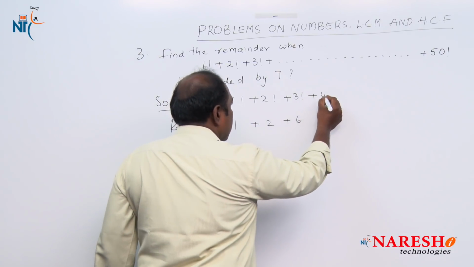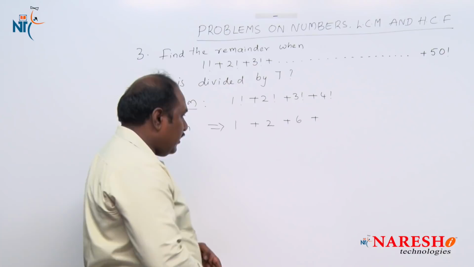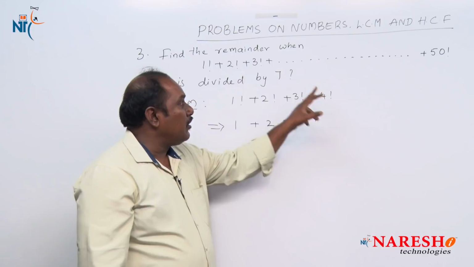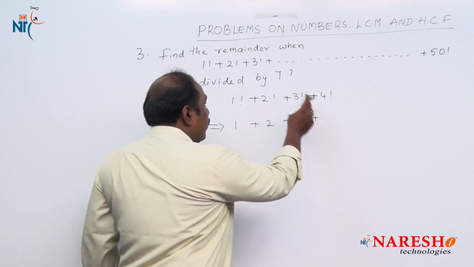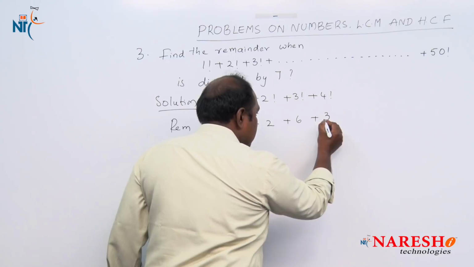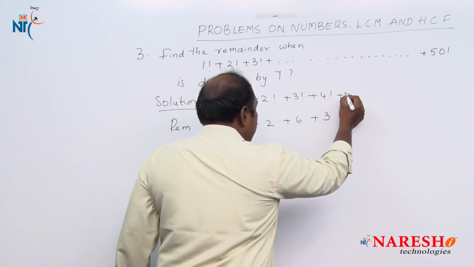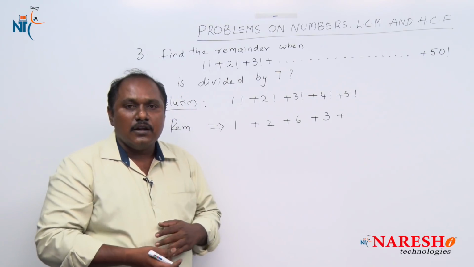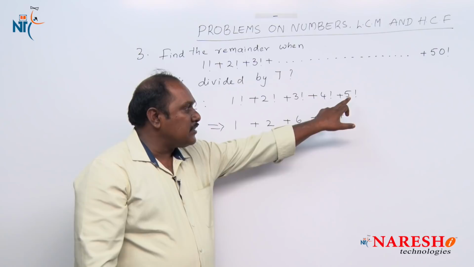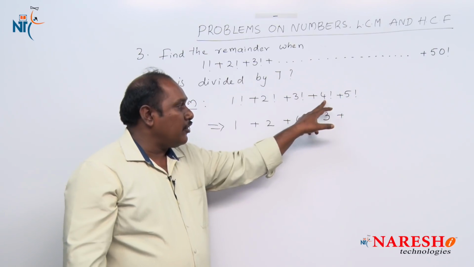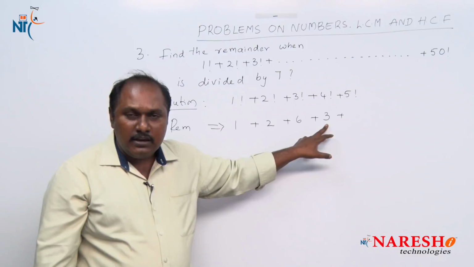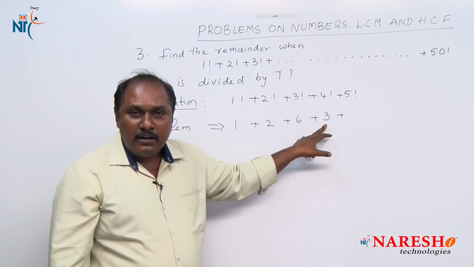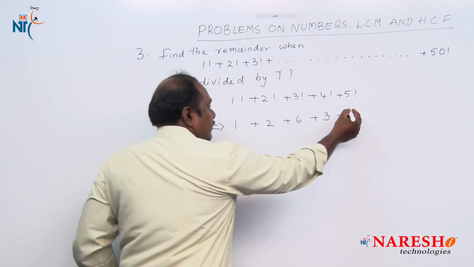4 factorial is 24. Now, definitely 4 factorial is nothing but 3 factorial into 4. 4 factorial, that is 24, when I divide with 7, the remainder is 3. Now, from now onwards, finding out the factorials and dividing with 7 is very difficult. So, very simple. Now, 5 factorial is 5 into 4 factorial. 4 factorial when I divide with 7, the remainder is 3. 5 factorial when I divide with 7, the remainder will be 5 into 3, 15, divided by 7, which is 1.